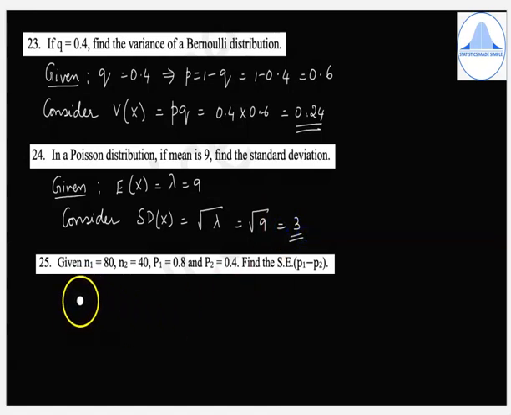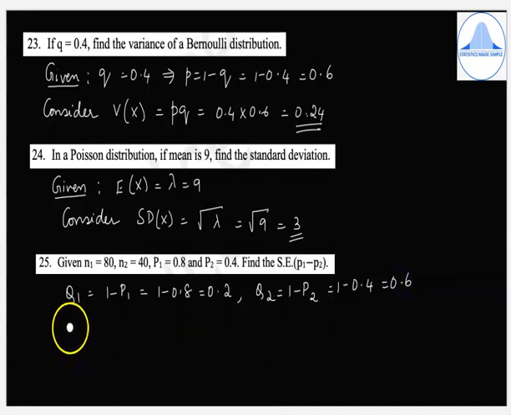25th question, given n1 equal to 80, n2 equal to 40, p1 equal to 0.8 and p2 equal to 0.4, find the standard error of the difference of the sample proportions. So note that capital P1 and capital P2 are the population proportions. So let us find out Q1. Q1 will be 1 minus P1. 1 minus 0.8 is equal to 0.2. Similarly, find out Q2. Q2 is 1 minus P2, which is 1 minus 0.4, that is equal to 0.6.